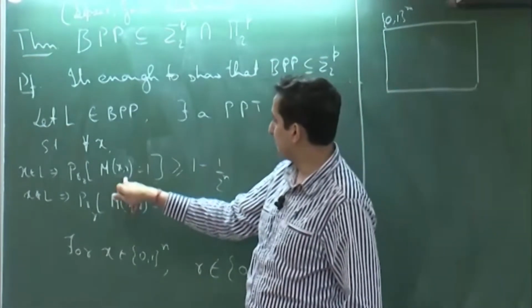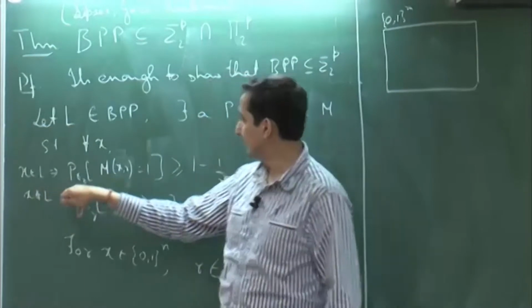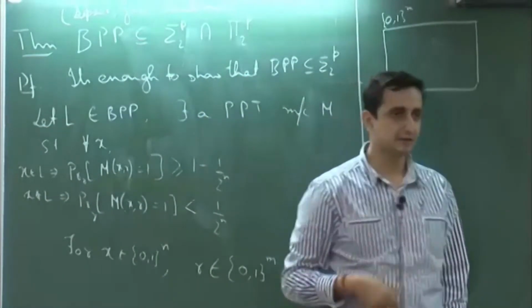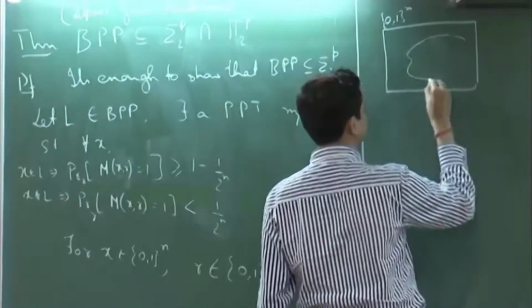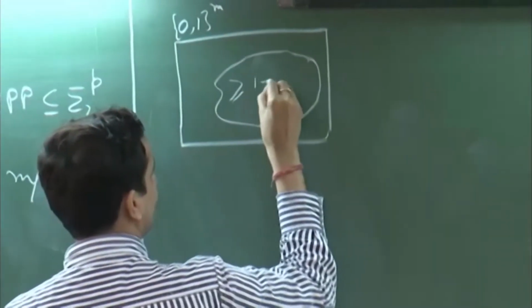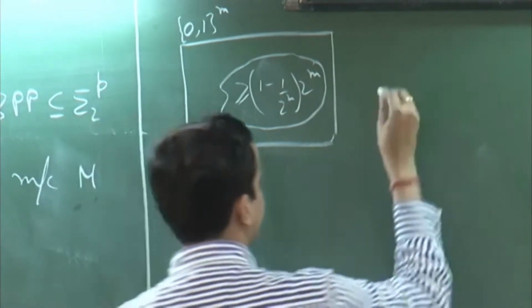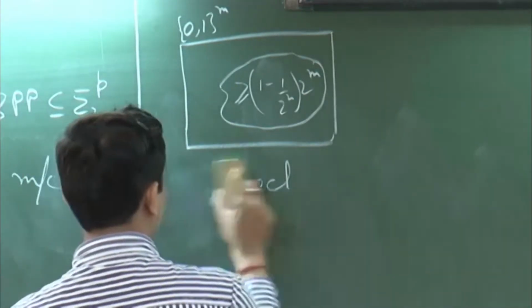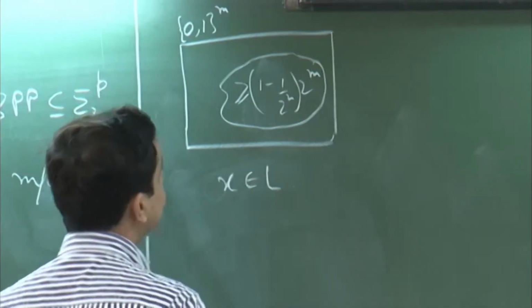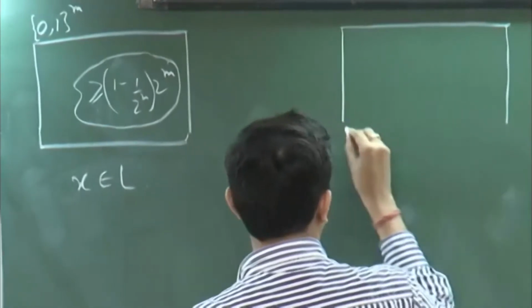Basically, r can be any of these 2^m strings. Suppose you pick a string in the language, then what fraction of these 2^m strings will make M accept x correctly? At least 1 minus 1 over 2^n, right? So it's quite a large fraction. So this set has size at least (1 minus 1 over 2^n) times 2^m. For x in L, this is the set of random strings which will make it give a correct answer, or make it accept.